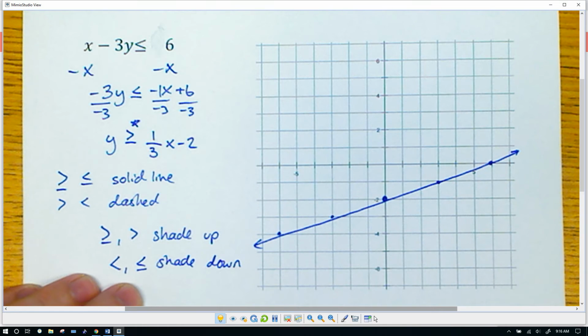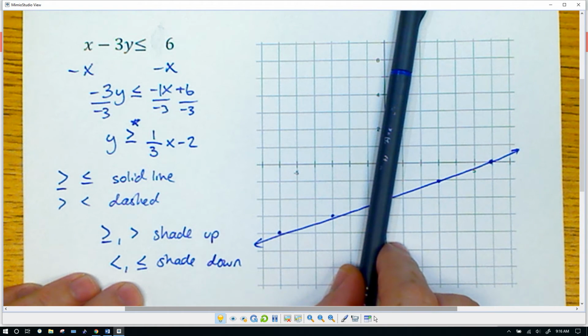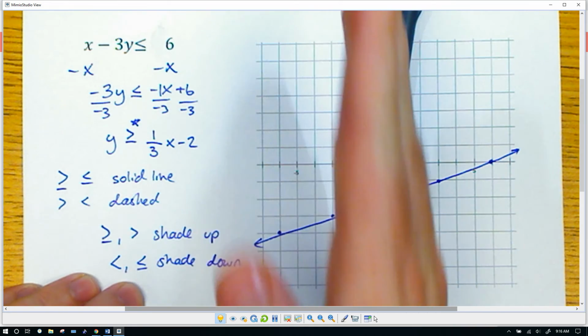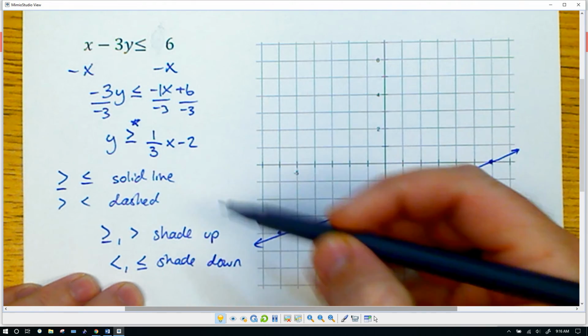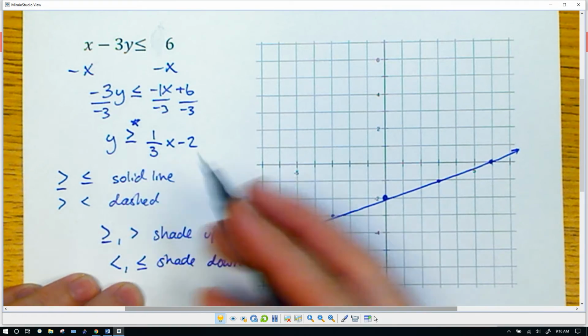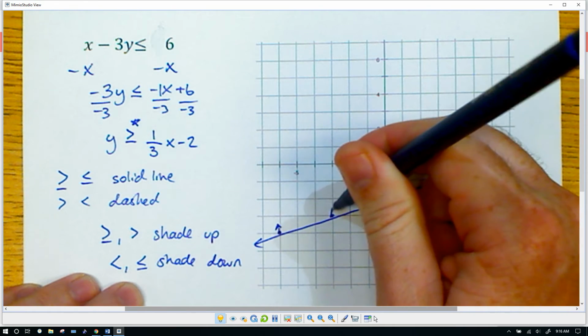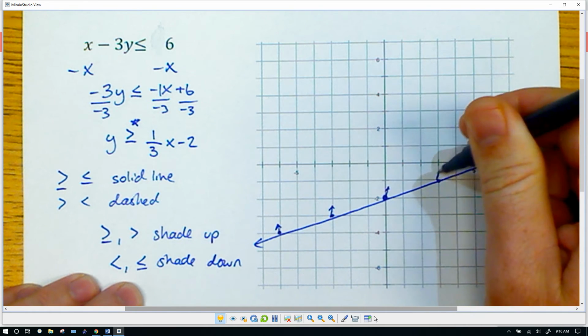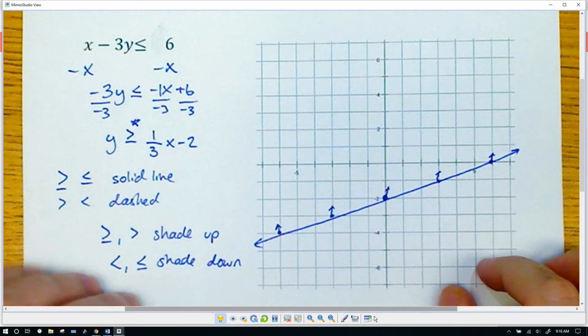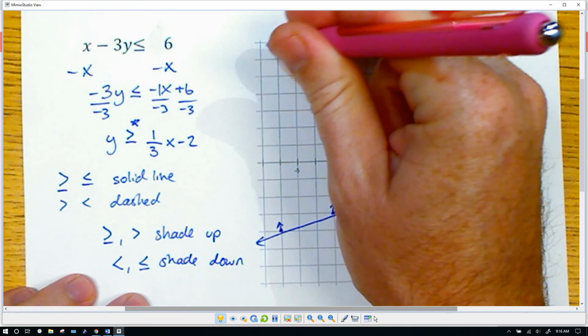Now, it gets kind of hard when your line is steep to know where to shade up or shade down. I just like to draw a line straight up or straight down from it. So from here, I have greater than, so I'm going to shade everything upwards. Everything above this line is going to get shaded, and that is where my solutions will be located.